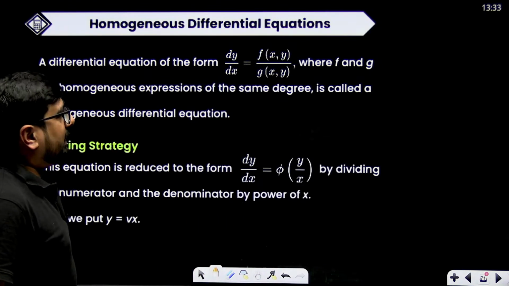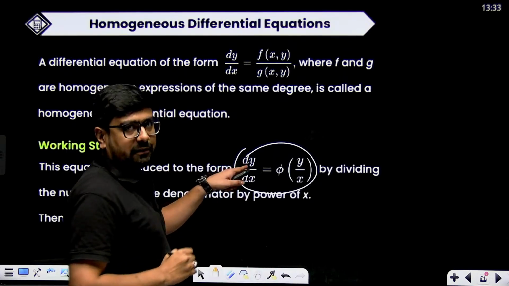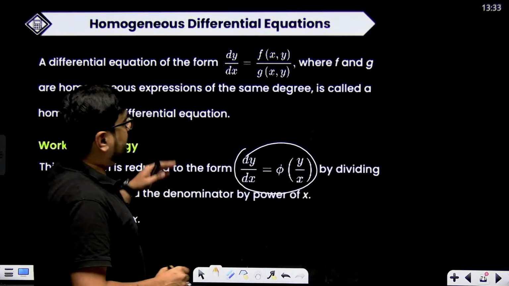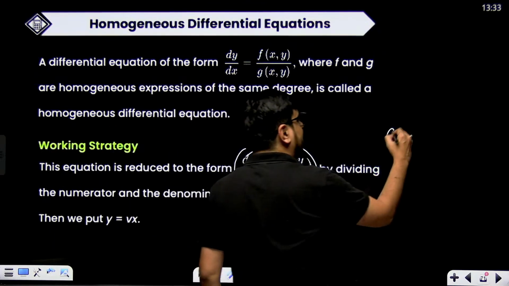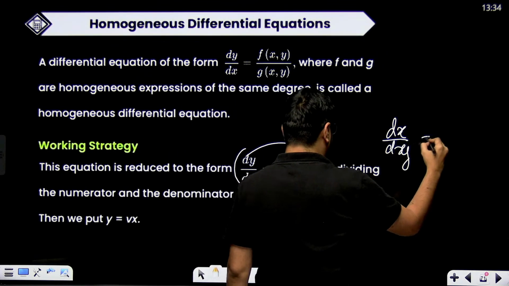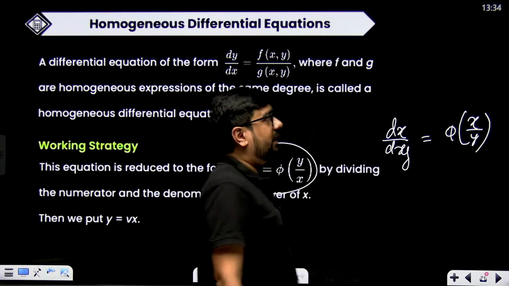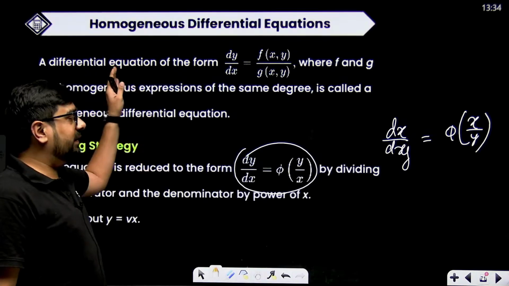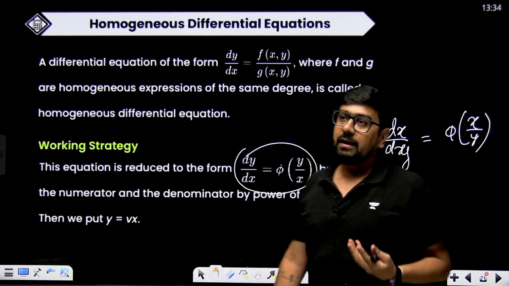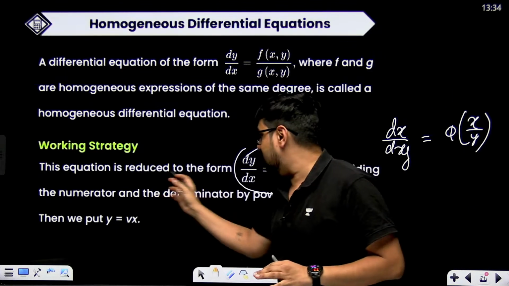What is the working strategy? Now dy by dx is also a differential. If we have a homogeneous equation in dy by dx, then it's also possible in dx by dy. If we want a homogeneous equation in dx by dy, then we'll have to create a function of x by y. How will we create it? We'll divide the numerator and denominator with the same power of x or y. For example, the equation is reduced to this form.